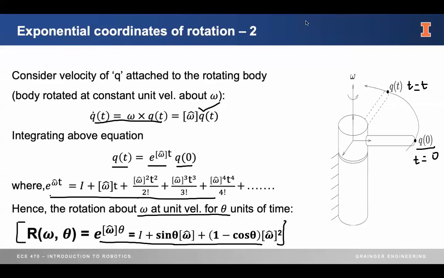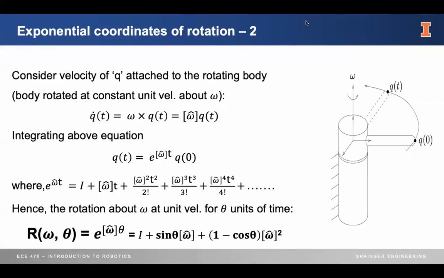So we have shown here e raised to omega hat theta multiplied by q has the effect of rotating q about a fixed frame axis omega by an angle theta. Similarly, we can multiply it by the rotation matrices also.